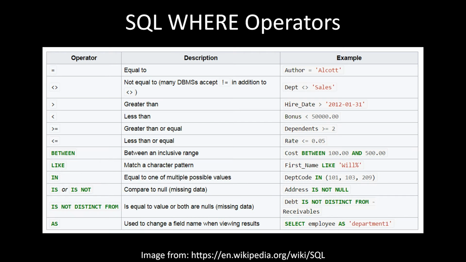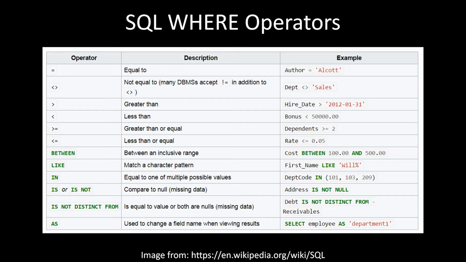However, many more types of where operators, or ways in which you can determine the specific criteria of a query, exist. This image shows a variety of where operators for SQL. For example, numerical values can be determined using greater than, less than, or equal.